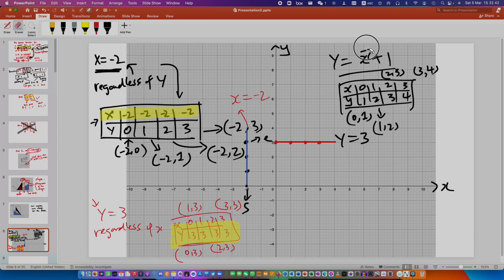Then how come here? Did they say y equals to something? No. So y is not fixed. Did they say x equals to something? No. So x is not fixed. So when y and x are not fixed, therefore you end up with a table of different numbers, different values for x and y. Are you clear? Okay, good.